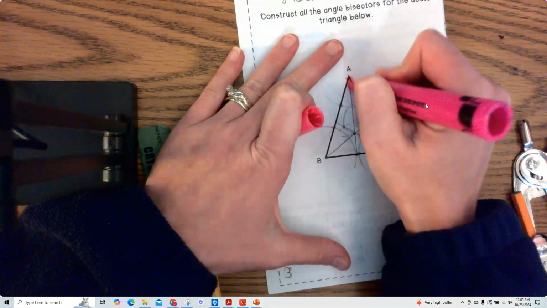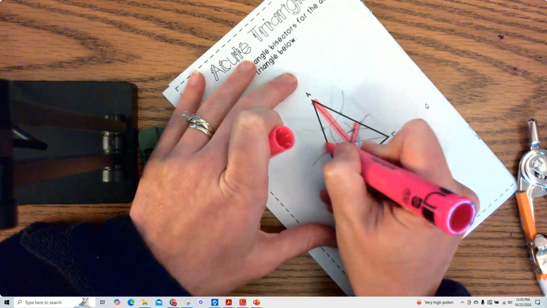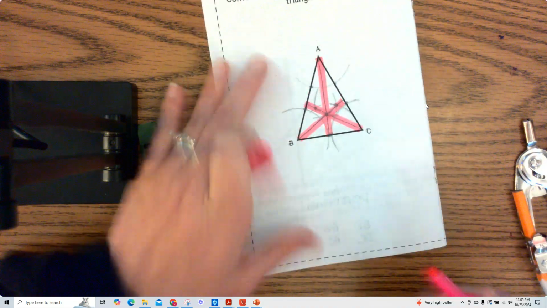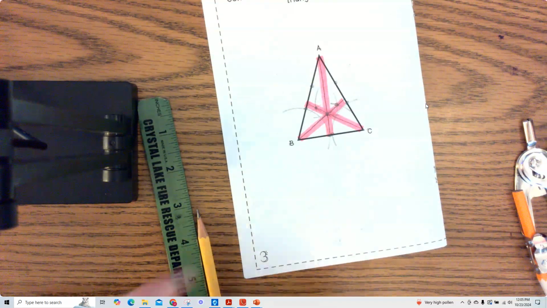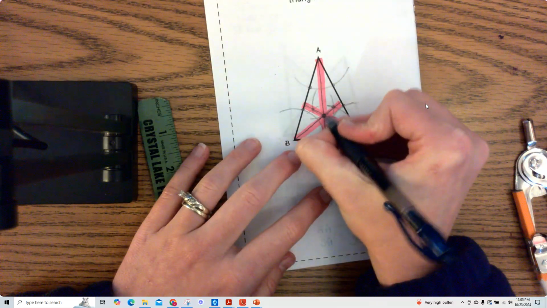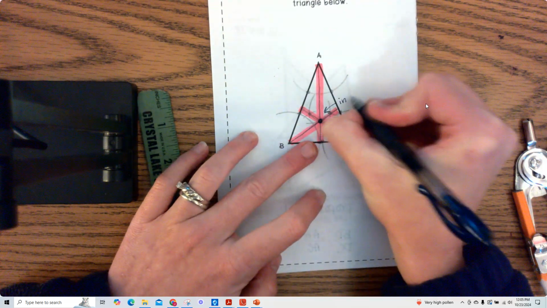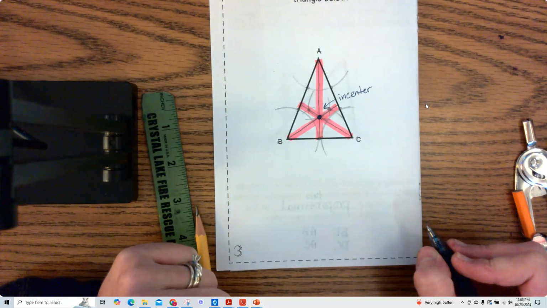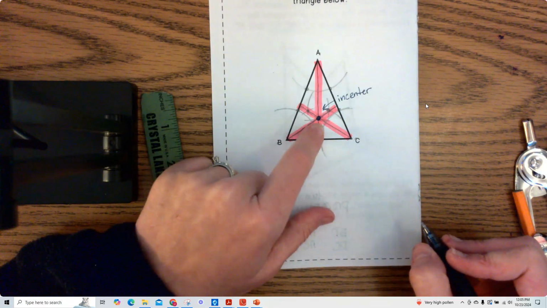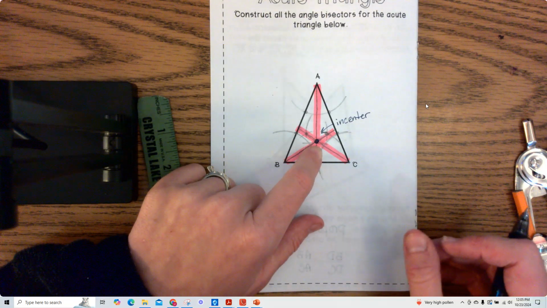So the pieces that are important are these. Again, the incenter is where all three of those cross. That's the incenter. The incenter for an acute triangle is inside the triangle.